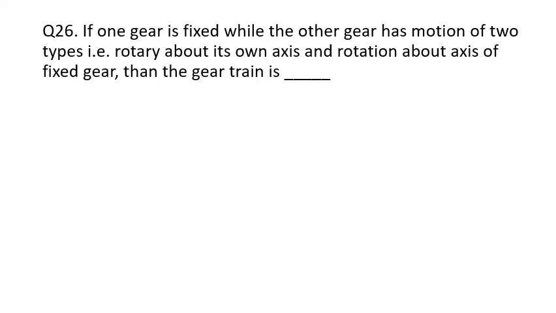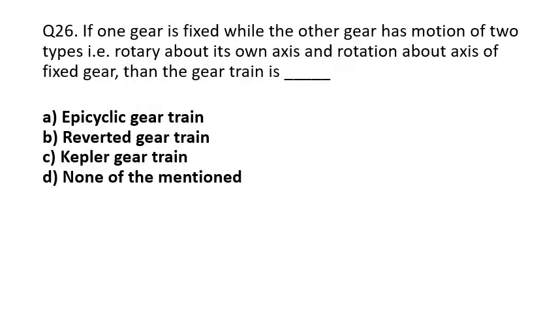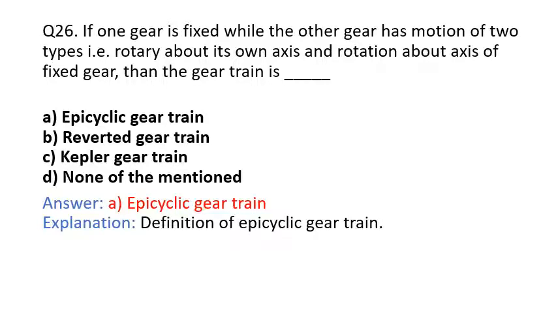Question number 26. If one gear is fixed while the other gear has motion of two types, that is rotation about its own axis and rotation about the axis of the fixed gear, then the gear train is called: A, Epicyclic gear train; B, Reverted gear train; C, Compound gear train; D, None of the above mentioned. Answer is A, epicyclic gear train. The definition of the epicyclic gear train is this, where there will be a gear at the center, followed by three more gears in an epicyclic type of gear train.